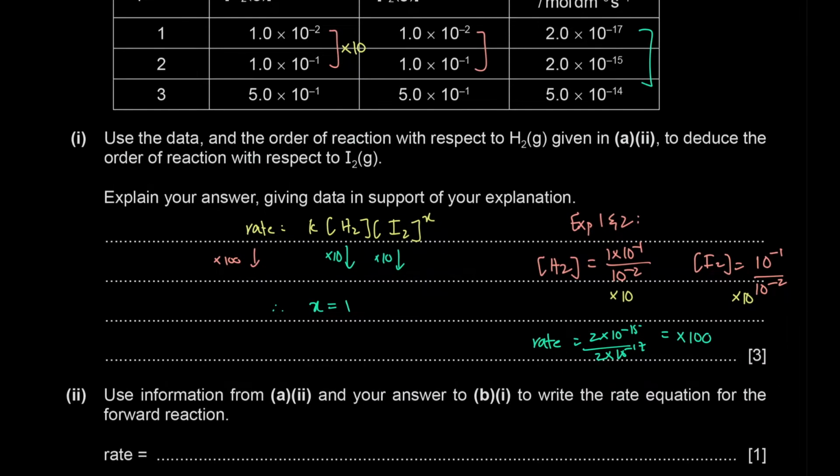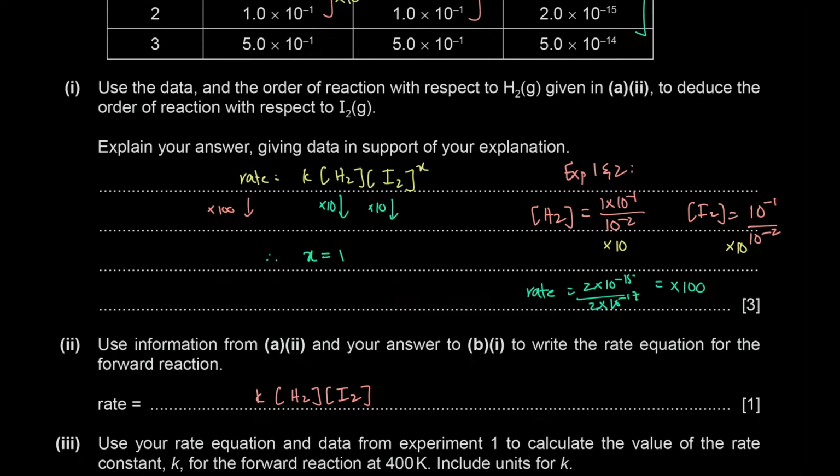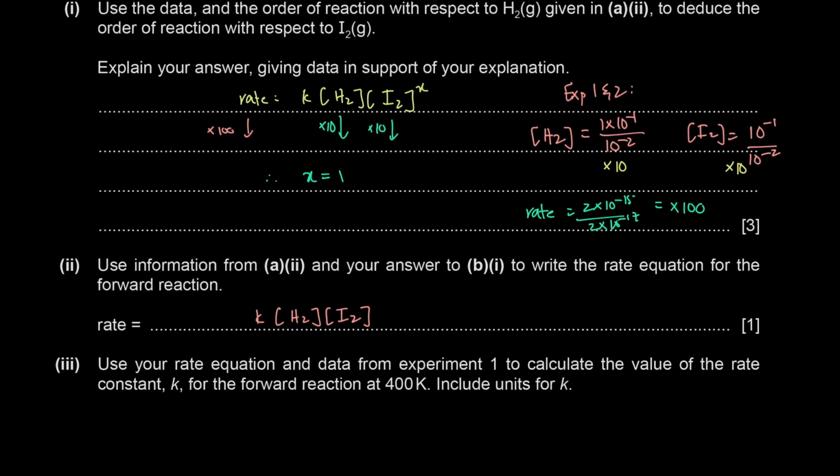Use information from A part 2 and your answer to B part 1 to write the rate equation. So here we can say that the rate equation is: the rate is equal to K times the concentration of hydrogen times the concentration of iodine. Use your rate equation and the data from experiment 1 to calculate the value of the rate constant for the forward reaction at 400 Kelvin. Include the units for K.